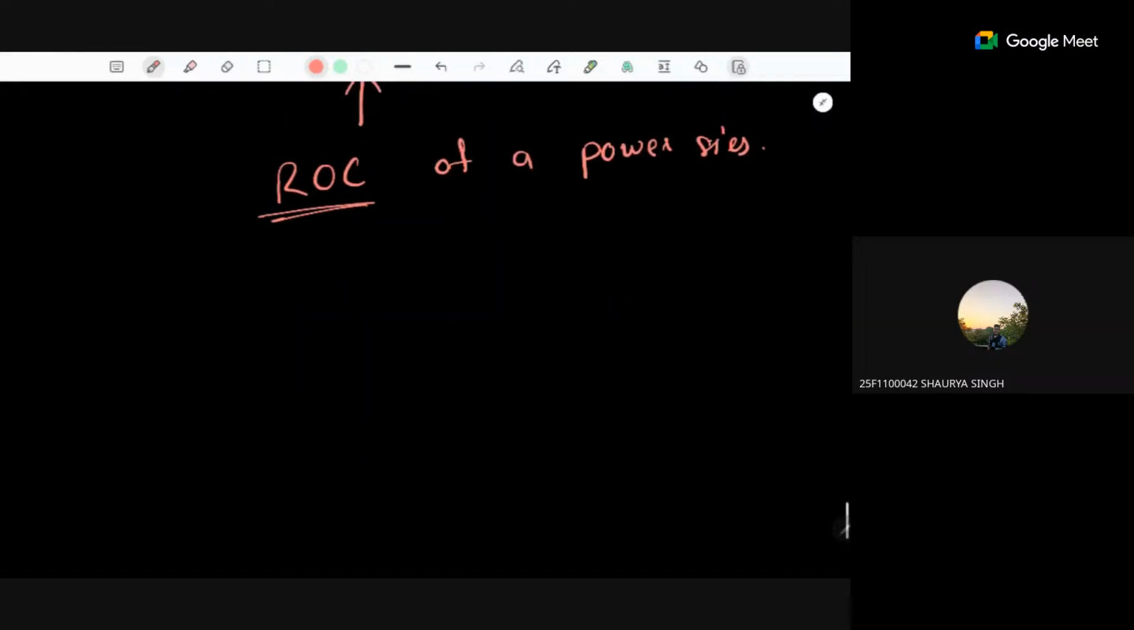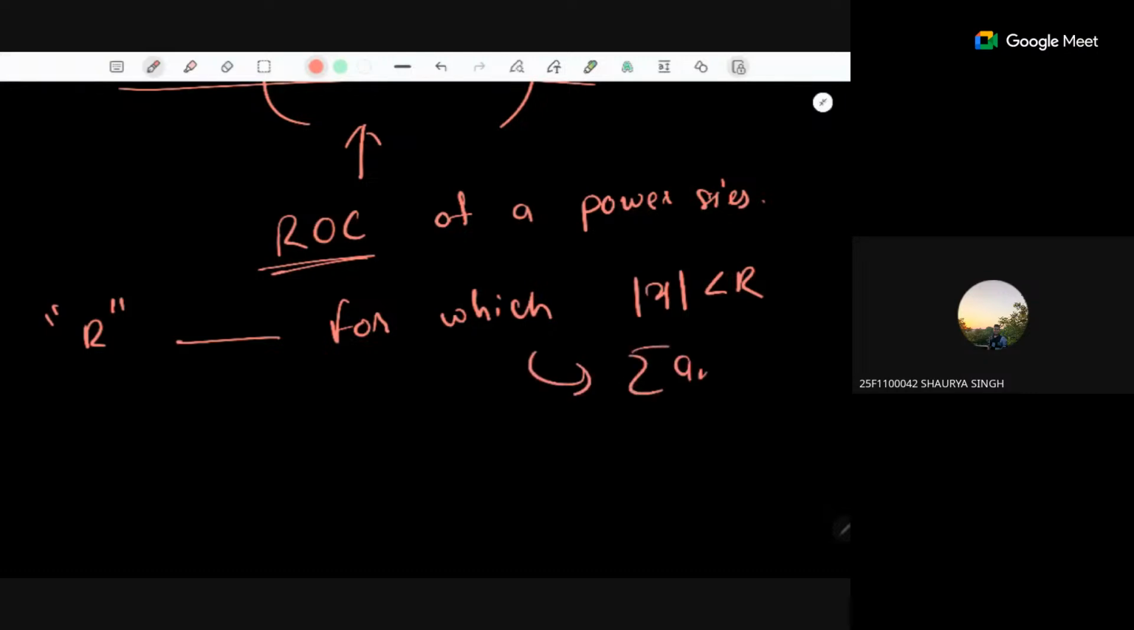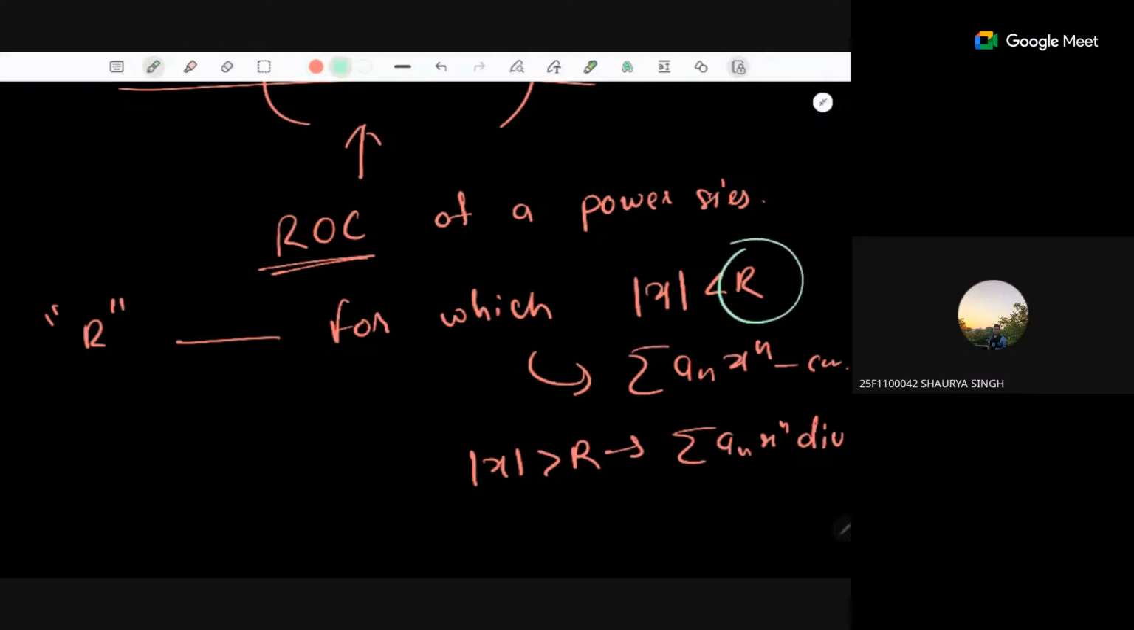So the radius of convergence of a power series is that number R for which, if you take any value of x whose modulus is strictly less than R, then for that value the power series summation a n x to the power n converges. And if you take any value of x for which the modulus of x is strictly greater than R, for that number the summation a n x to the power n diverges. So this particular number R is known as the radius of convergence for a given power series.